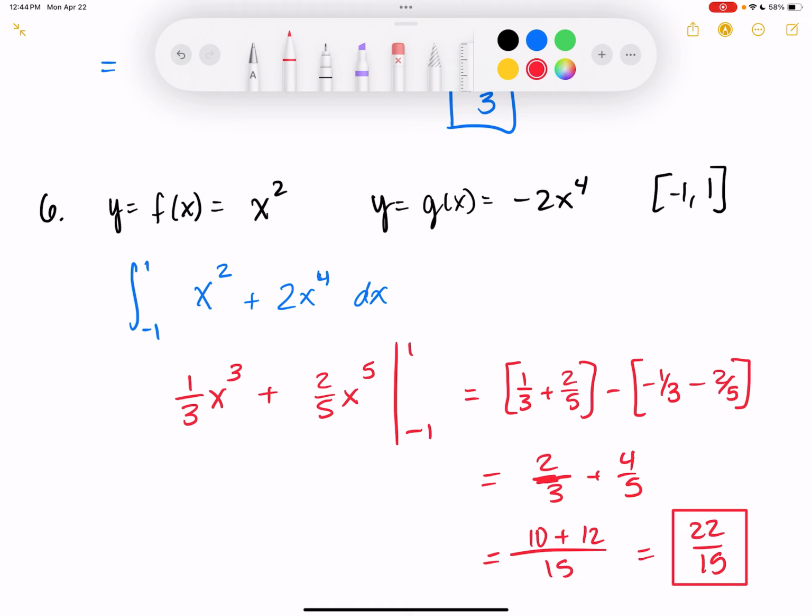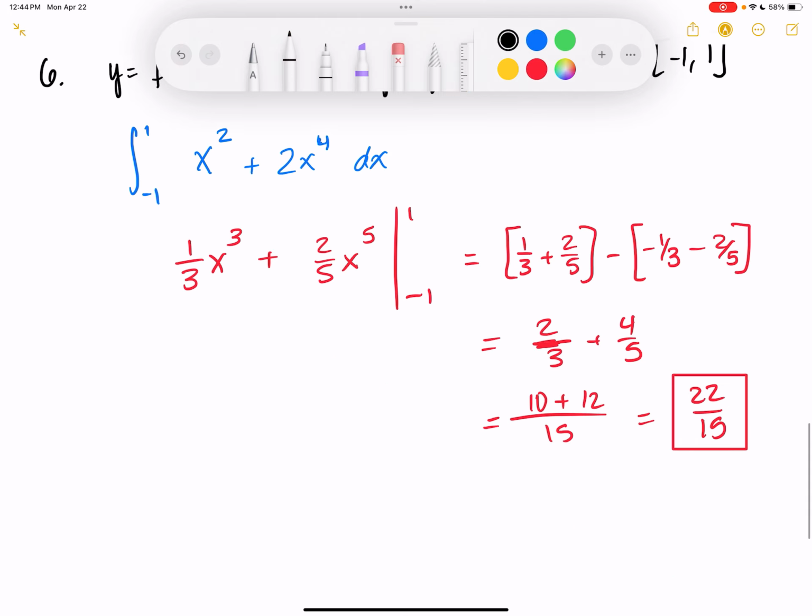All right, number 8. These ones say to use your calculator, so you're going to want to have that handy.